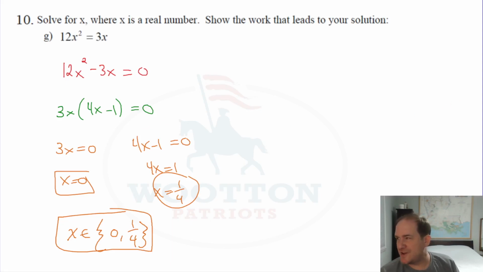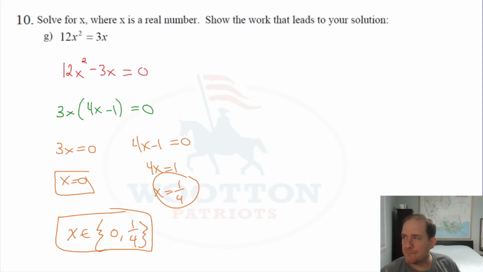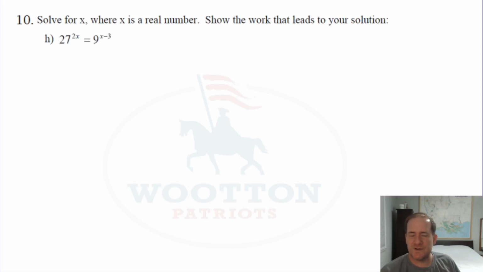So that's 10G, and then 10H, so just H and I. And we did H and I already, I think. H is pretty straightforward as soon as you recognize that 27 and 9 are both powers of 3.